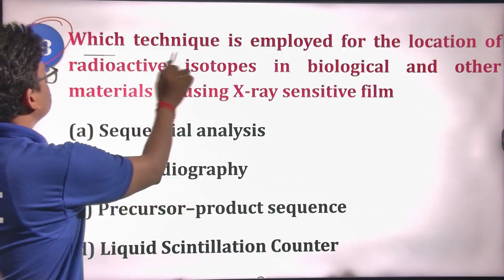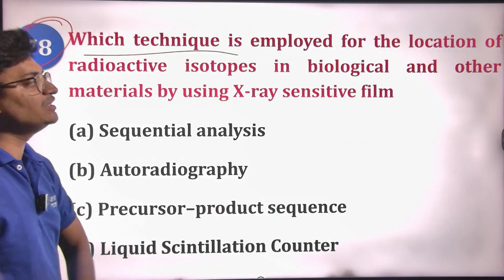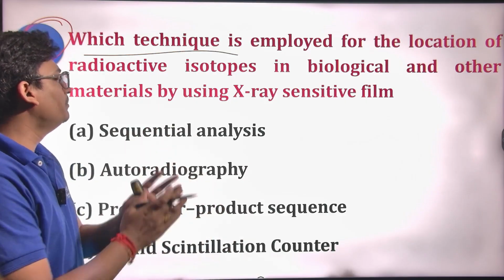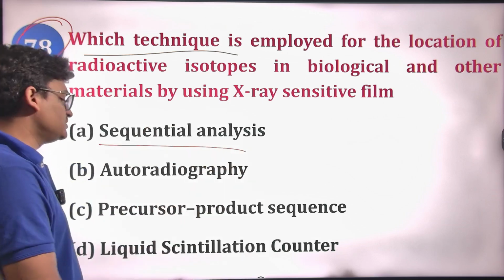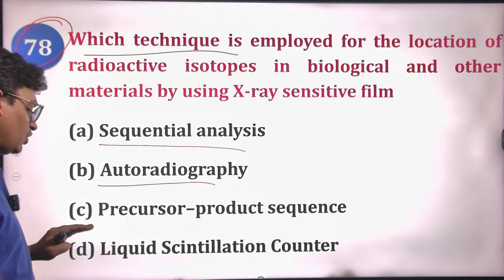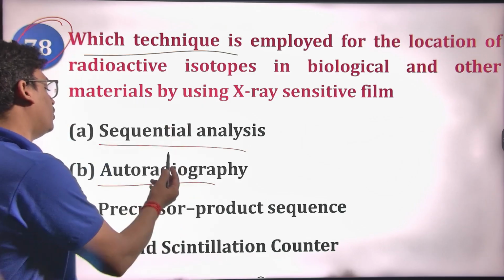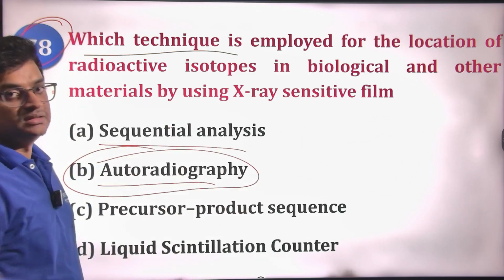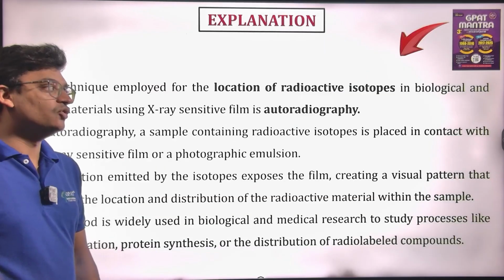Next question is question number 78. Which technique is employed for the location of radioactive isotopes in biological and other materials by using X-ray sensitive film? Is it sequential analysis, autoradiography, precursor product sequence, or liquid scintillation counter? The right answer for this question is going to be autoradiography.